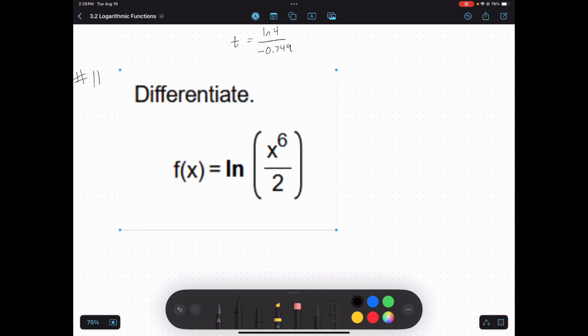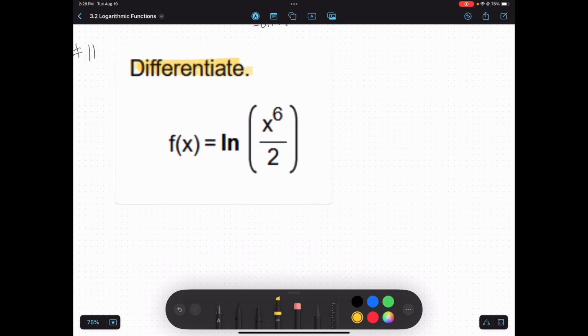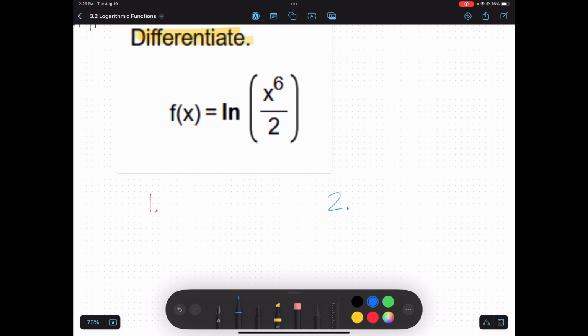Okay, the next problem we're going to look at is number 11 from your homework. And here we get a chance to actually take a derivative. So we have the natural log of x to the 6th over 2. Notice we have a function inside of my natural log function. Well, that gives me 2 possible ways to take the derivative of this. First, I could use the chain rule, or I could use log properties. Let's start with using the chain rule.